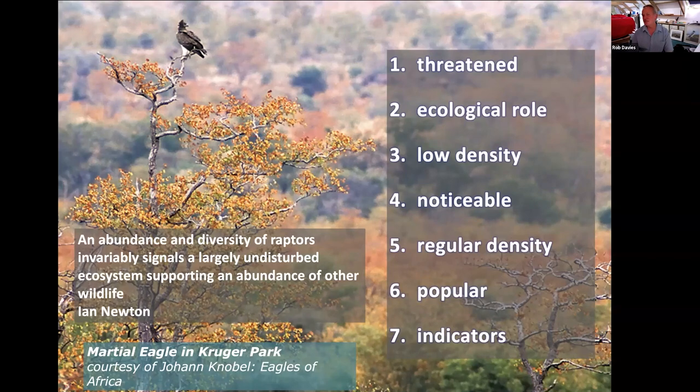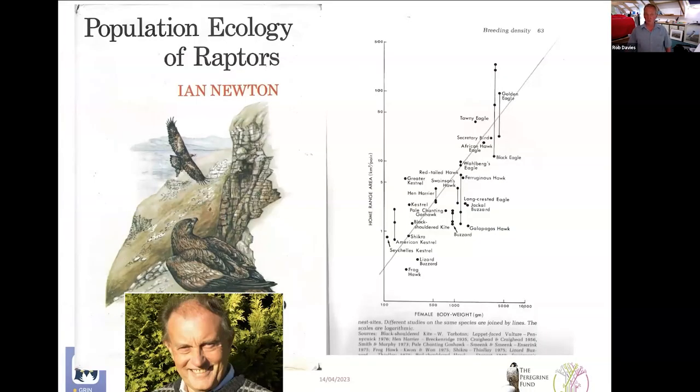And there are lots of reasons why raptors are so good a subject for this. I won't go into all of them, but suffice it to just say, and quote, in the words of our great Ian Newton, "An abundance and diversity of raptors invariably signals a largely undisturbed ecosystem, supporting an abundance of other wildlife." He always puts it really, really well. And Ian, we owe a lot to the marvelous book he wrote on population ecology of raptors. There were so many gems in there.